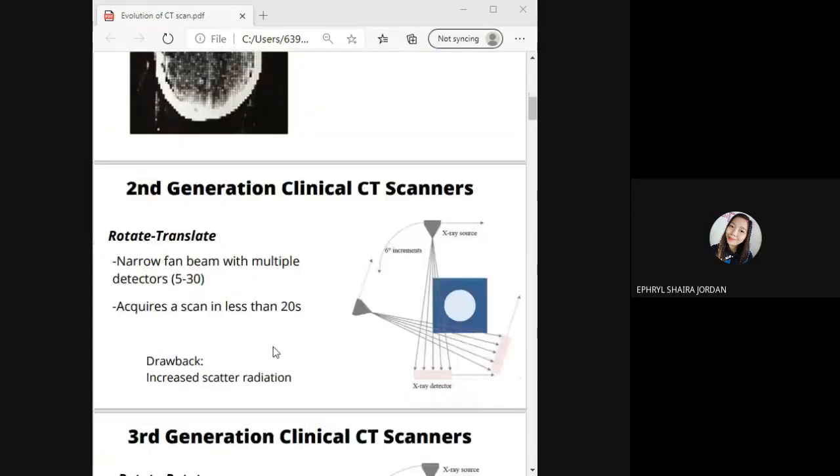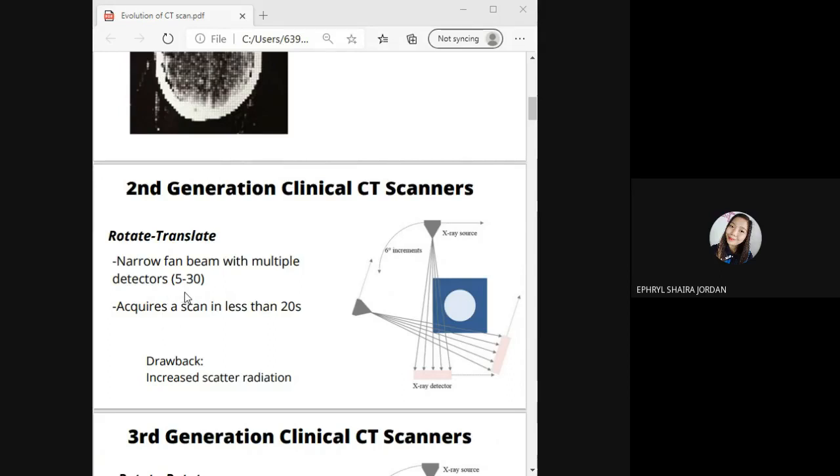So let's move on to the second generation. This generation of CT scan has a mechanism of still rotate-translate, but now with multiple pencil beams oriented at different angles. Hindi na siya single pencil beam, but multiple, which are oriented at different angles, which allowed a reduction in number of rotation steps required. So, ang rotation na niya is 6 degrees na. So, na-reduce na ang scanning time.